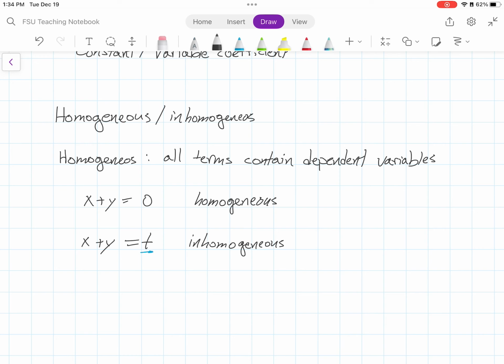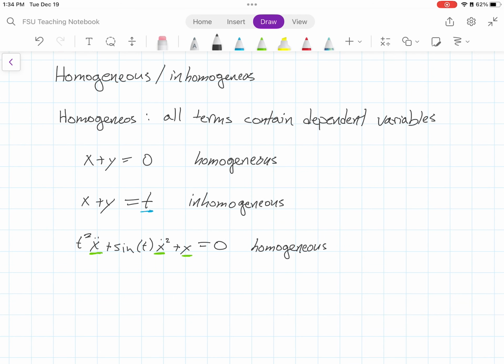Another example, if we were to say t squared x double dot plus sine of t x dot squared plus x equals 0, every single term here contains a dependent variable. Here you have the t squared x double dot contains x double dot. Sine of t times x dot squared contains the x dot squared, and then x contains x. So this is a homogeneous differential equation.